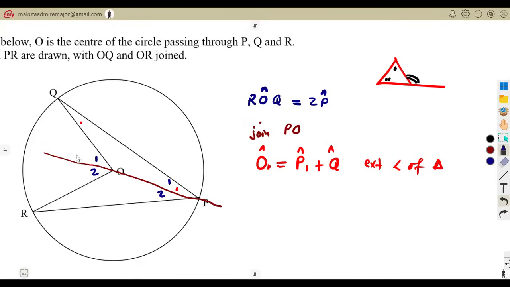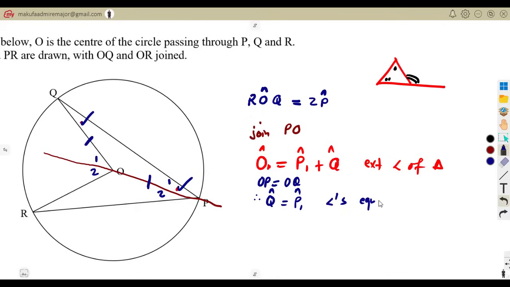But in this same triangle, OQ is equal to OP, the radii concept. OP is equal to what? To OQ, from the radius concept. So if these two are equal, it tells us that angle Q and angle P1 are equal. Angles opposite what? Equal sides. So I'm just going to have this in short.